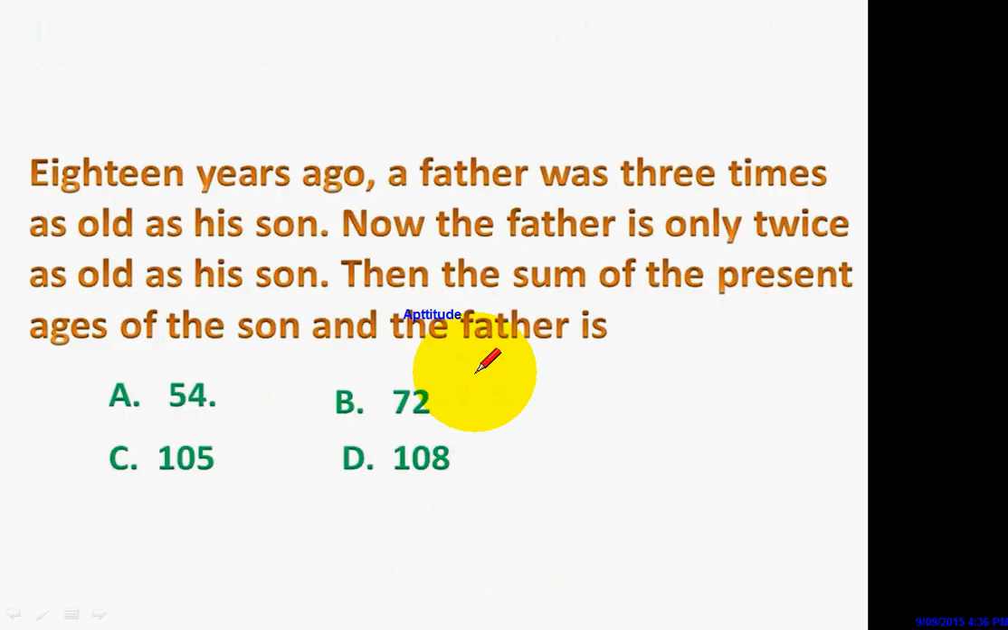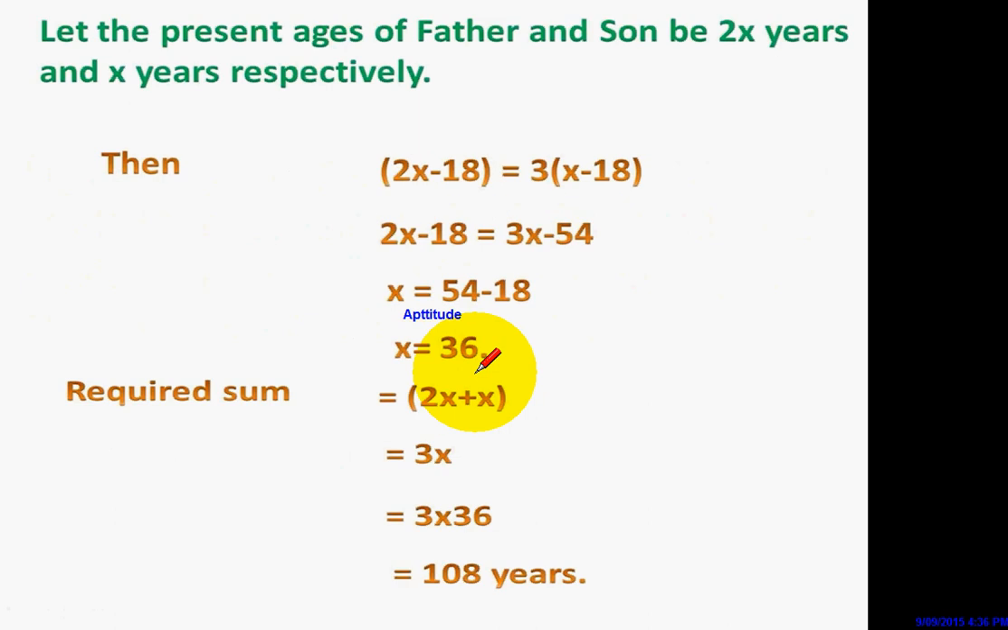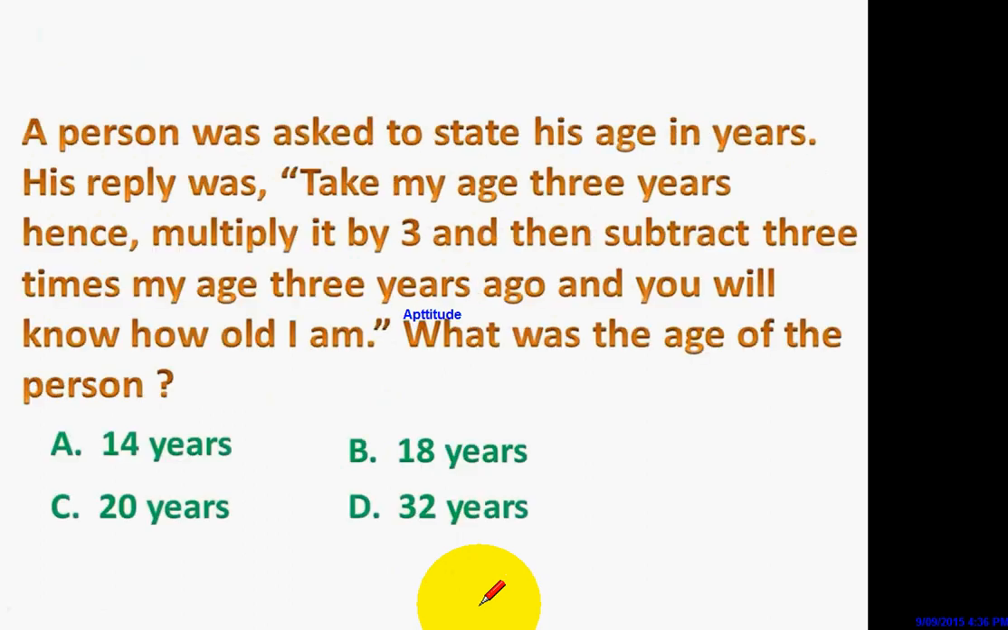And we are supposed to calculate the sum of the present age of the son and the father. So father's age is 2x and son's age is x. 2x plus x, that is 3x. X is 36. Substitute here, 3 into 36, which is 108 years is the final answer. Right? Okay.